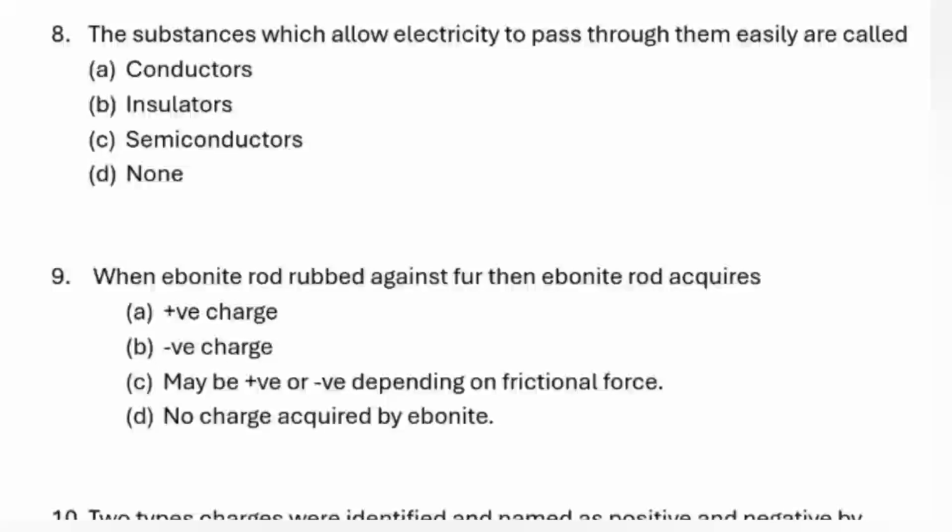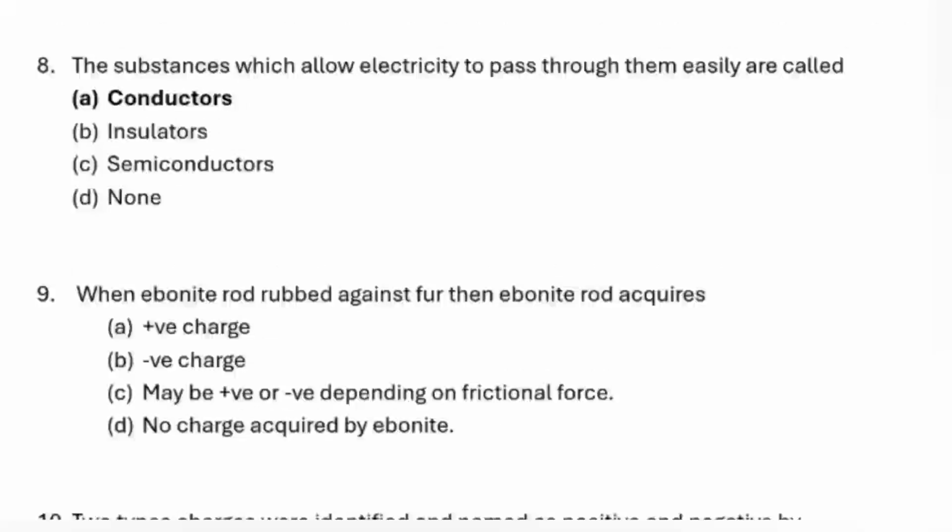Question number 8. The substances which allow electricity to pass through them easily are called option A conductors, option B insulators, option C semiconductor, option D none of them. Here the correct answer is option A conductors.